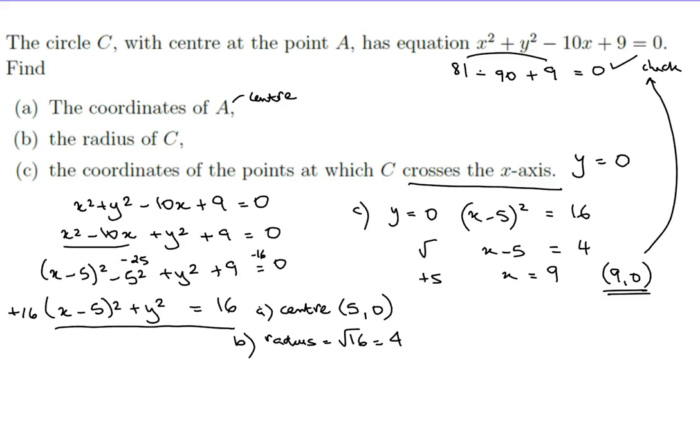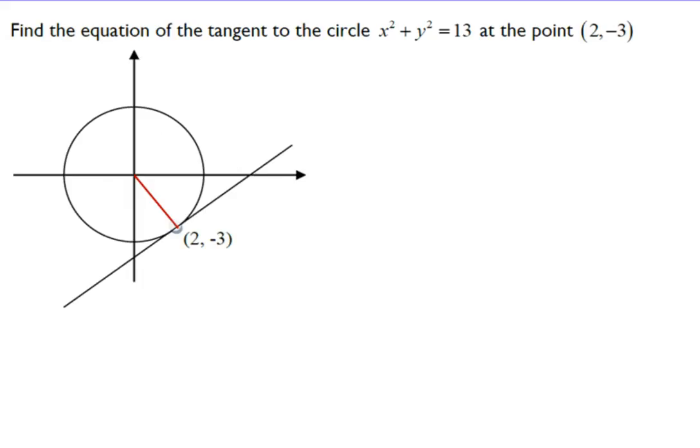Okay, last question. Find the equation of the tangent to the circle x squared plus y squared equals 13. So we know that the centre is 0, 0, and we know that the radius will be the square root of 13. And what do we know about radius meeting tangent? It's 90 degrees. So what we first do is we find the gradient of the radius, and then because it's going to be perpendicular, we find the gradient of the tangent.